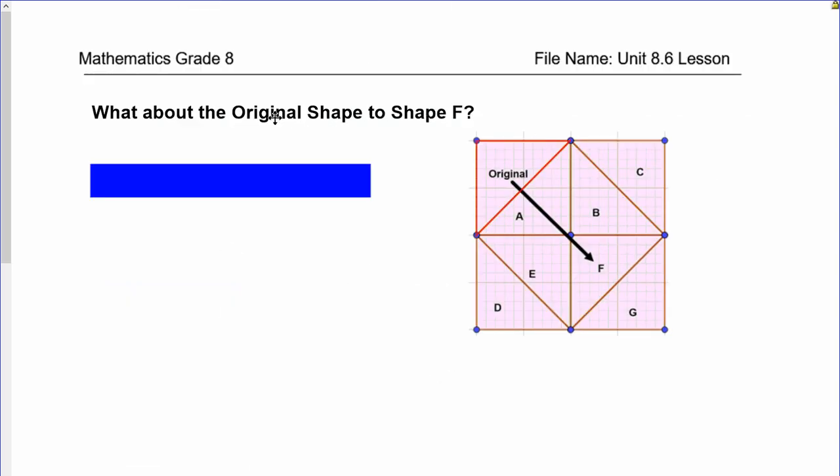What about the original shape to shape F? How do I get from here to shape F? I want you to pause the recording and do that.